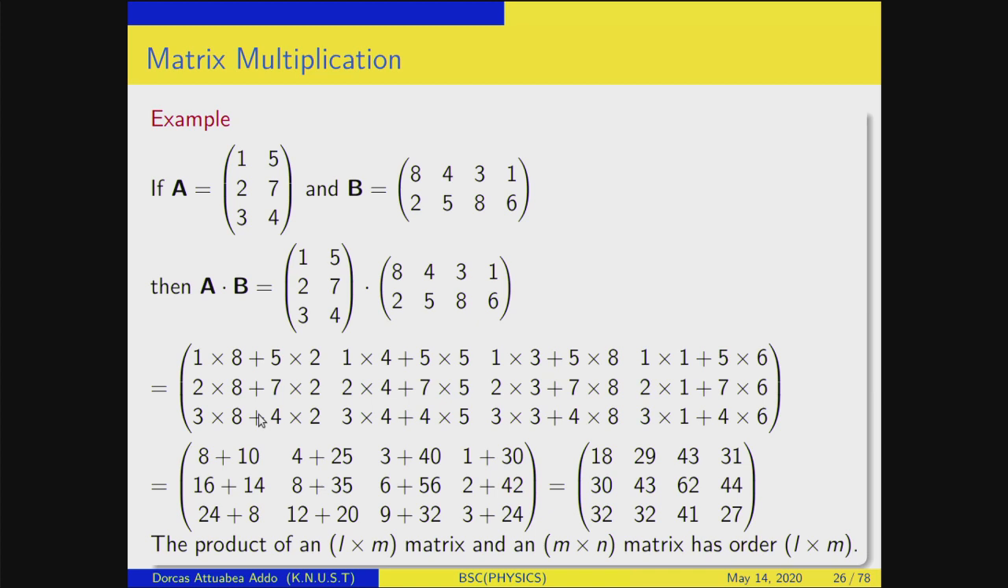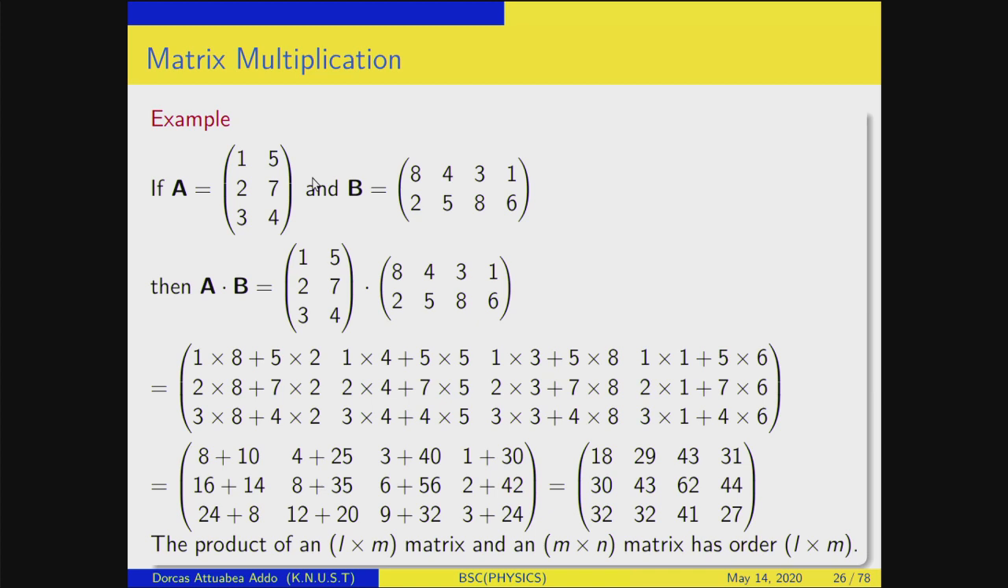So let's look at, initially, what is the order of this? If you remember, we are saying the row and the column. So this is what? 1, 2, 3. So 3 times 2. And this is what? 2 times 3.